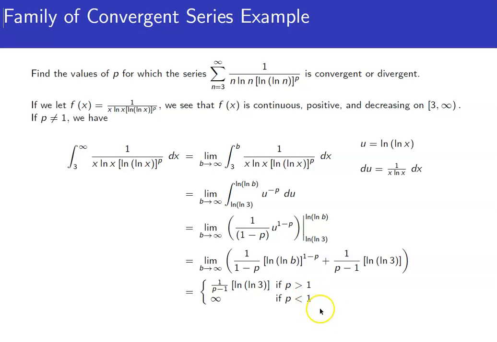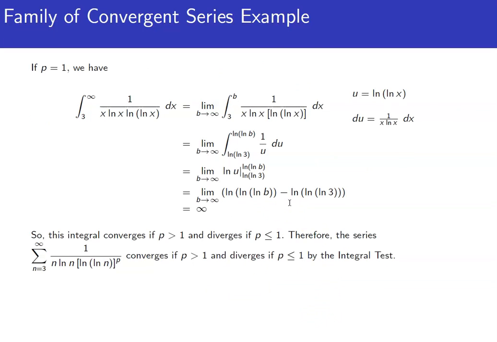Now we have one more case to handle. We have the case where p is equal to 1. We need a different antiderivative here. Here's our substitution and the function we need to integrate if p is equal to 1. Its antiderivative is natural log, which should be of the absolute value of u, but everything here is positive, so I can just leave it as u. Plug in our endpoints here.